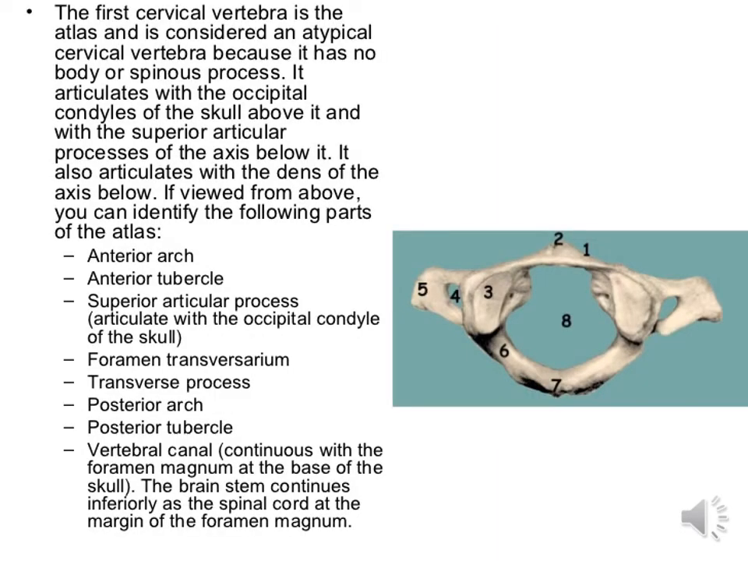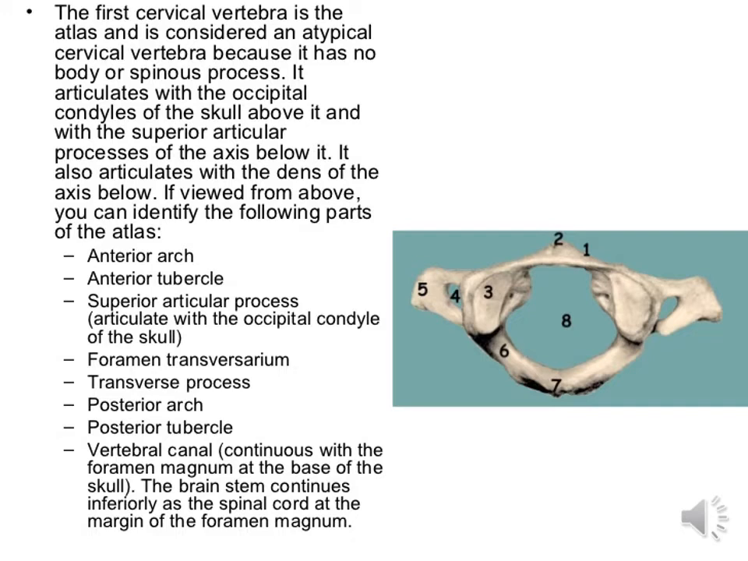Now, the first cervical vertebra is C1, the atlas. It's called atlas because it is like the Atlas who carries the globe on his neck. Also, the first cervical vertebra can hold all the skull above it. It is considered an atypical cervical vertebra, not a typical one. Why? Because it has no body or spinous process.